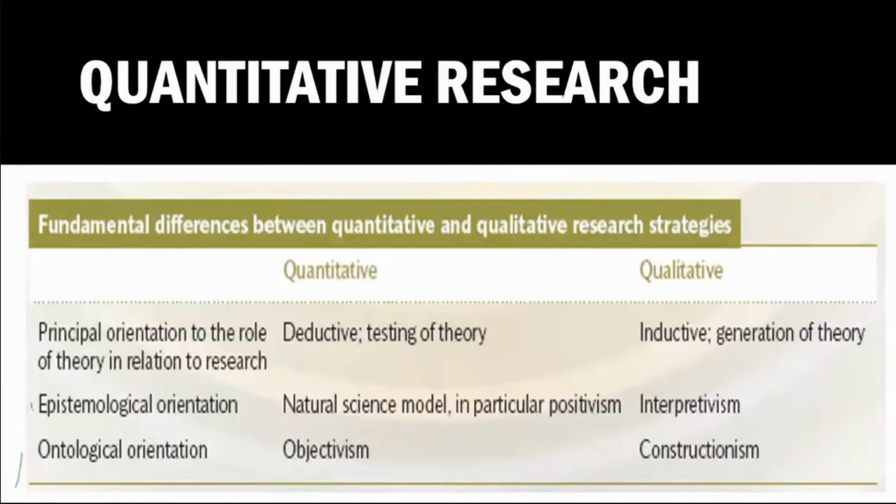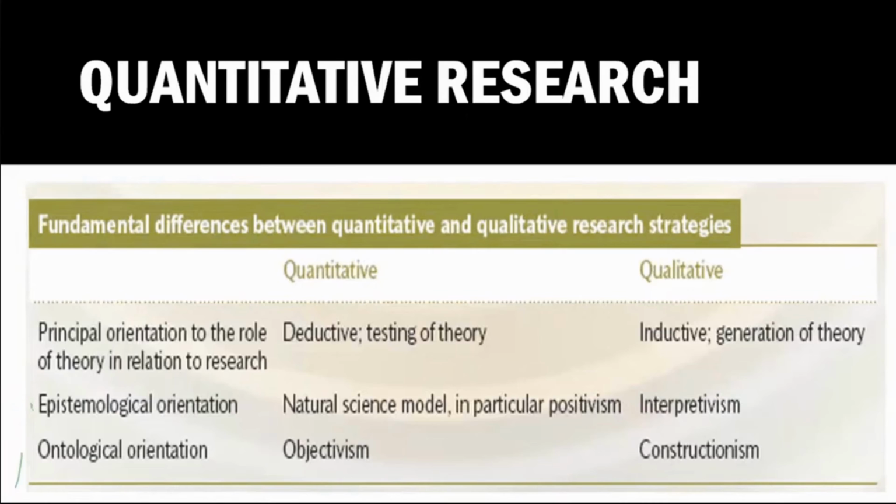And if we see this particular figure, this figure tells us the difference between quantitative and qualitative research methods. See, the first thing, principal orientation to the role of theory in relation to research. In quantitative, the principal orientation is deductive, in which we are going to test the theory.